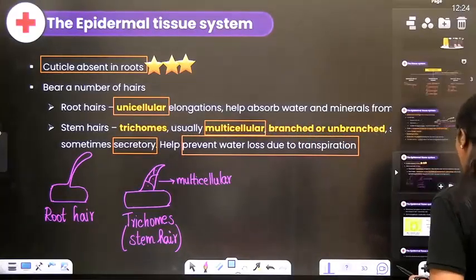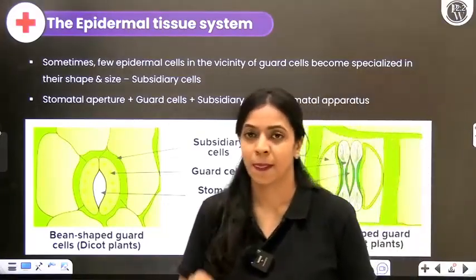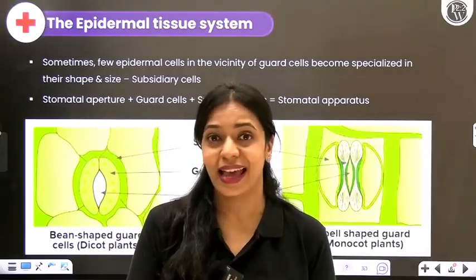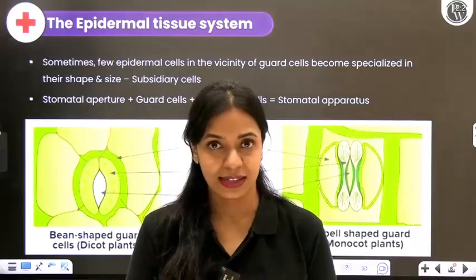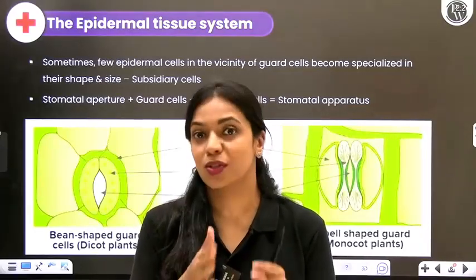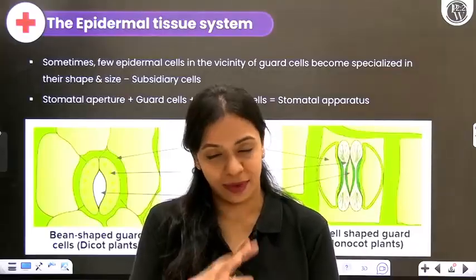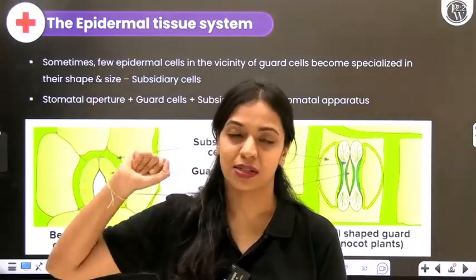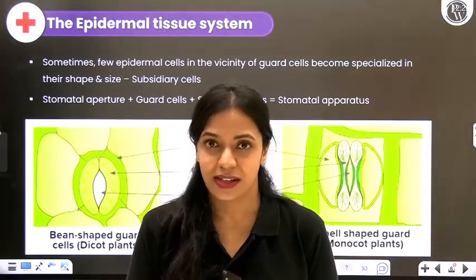Now, the most important part about the epidermal tissue system is the stomata. Stomata, we know, are pores that are present on the surface of the aerial parts of the plant. Stomata can be found in very young stems on the surface. Because it's on the surface, because it's in the epidermal layer, we consider that under the epidermal tissue system. And in leaf, of course, stomata has to be present because that's how exchange of gases will take place.